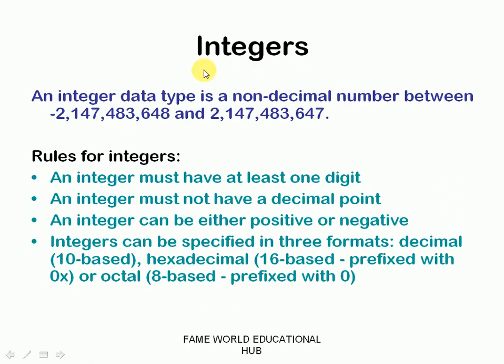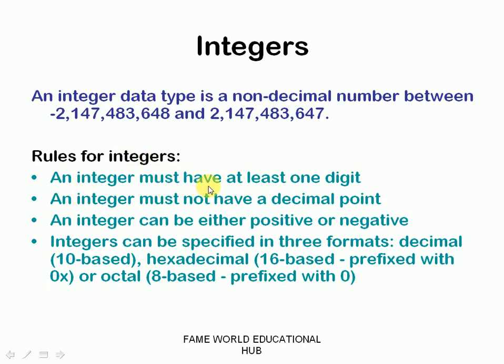Now coming to integers. Integer is the data type which is used to store numeric values, the whole numbers without decimal. Yes, an integer data type is a non-decimal number between this range. You can see that in the case of PHP, the range of integer is very long, so it can store a huge, large number.